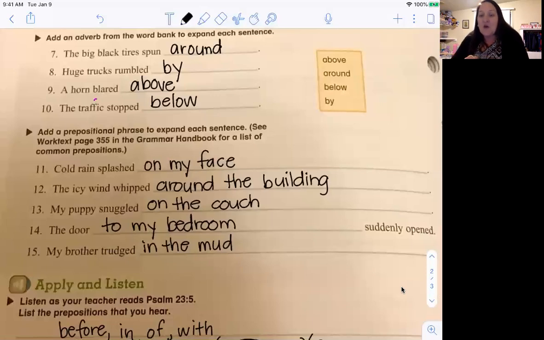Okay, so hopefully you did well. If you have any trouble, first I want you to try to go back and listen to the lesson again, and then I want you to contact me so we can go over it together, okay?